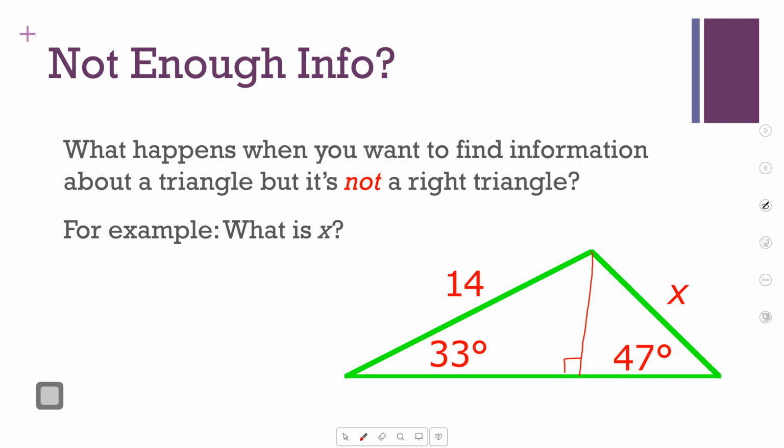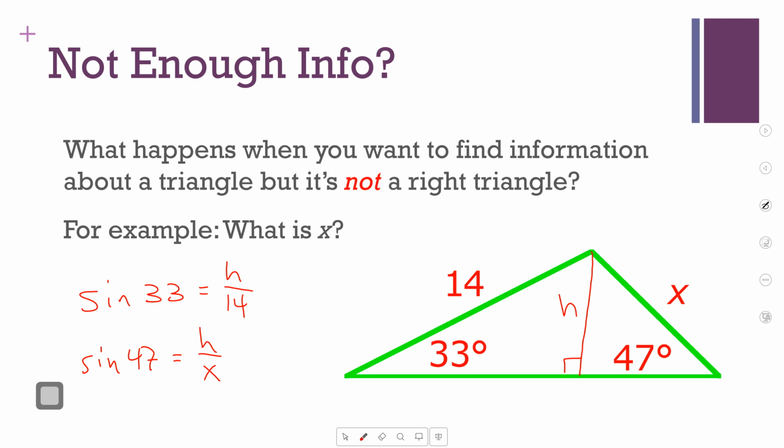But now I've created two right triangles. And if I call this distance, let's say h, if I look at the triangle on the left, I know that the sine of 33 is equal to what? H over 14. Perfect. And if I look at the triangle on the right, the sine of 47 is equal to h over x. Is that a solvable scenario? If I want to know x, can I solve that? Yeah. Why?